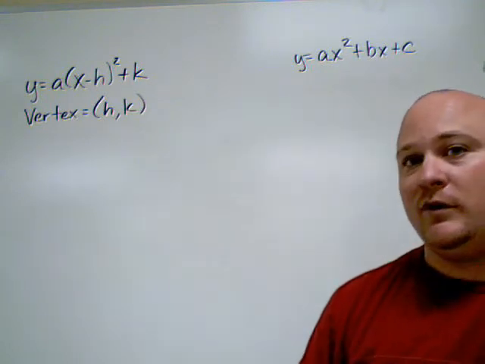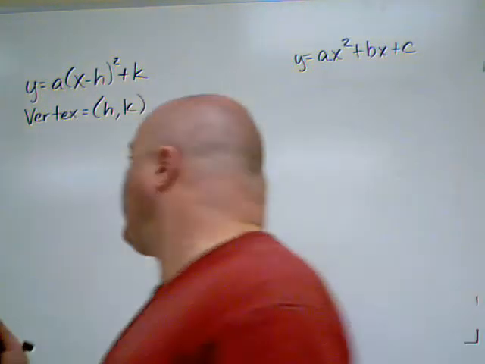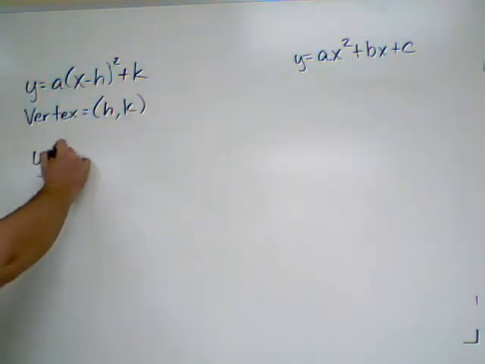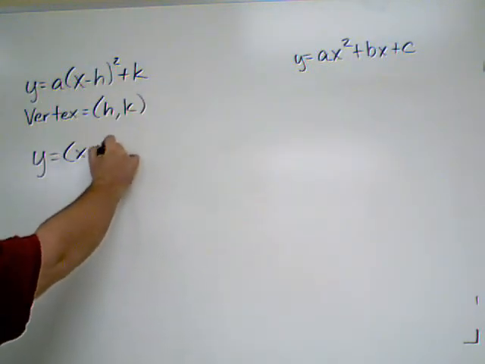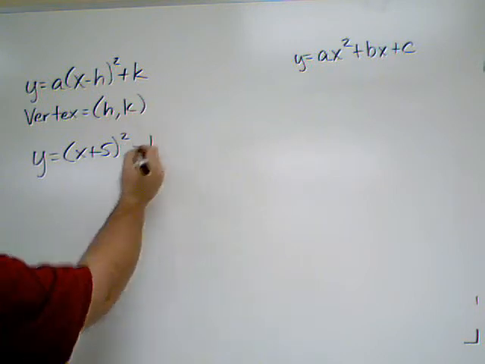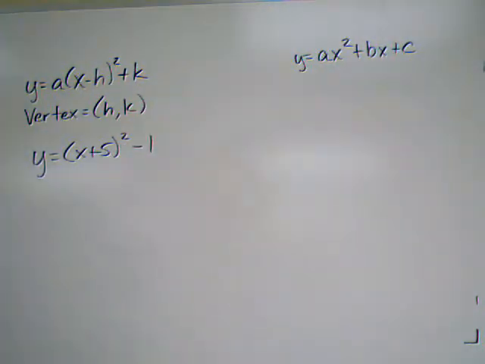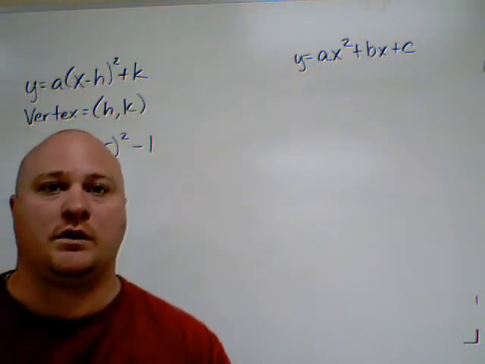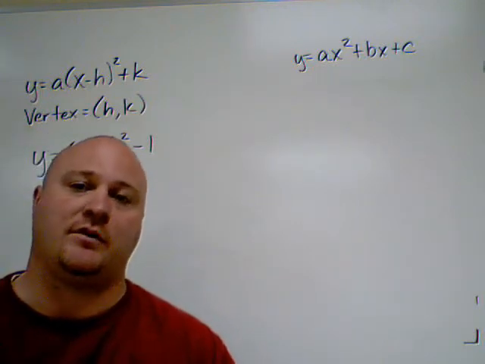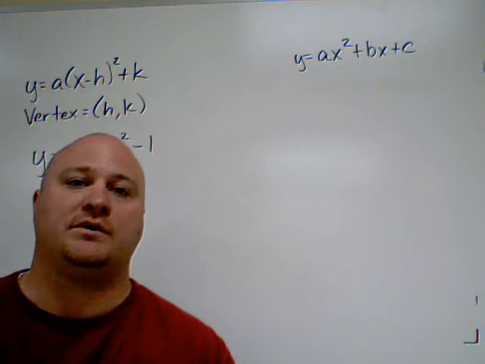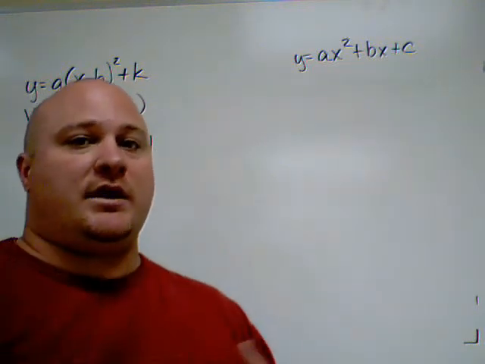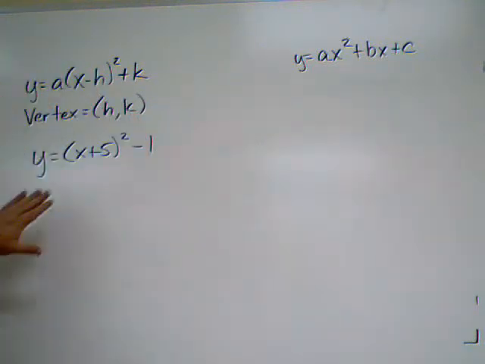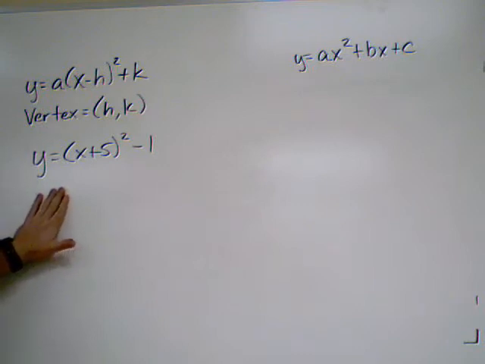So let's look at an example. We're going to have y equals (x plus 5) squared minus 1. Okay, now one thing we really need to be able to do to work with quadratic equations, and especially graph them, is we need to be able to convert between the forms. So let's try converting vertex form into standard, and it's very simple.